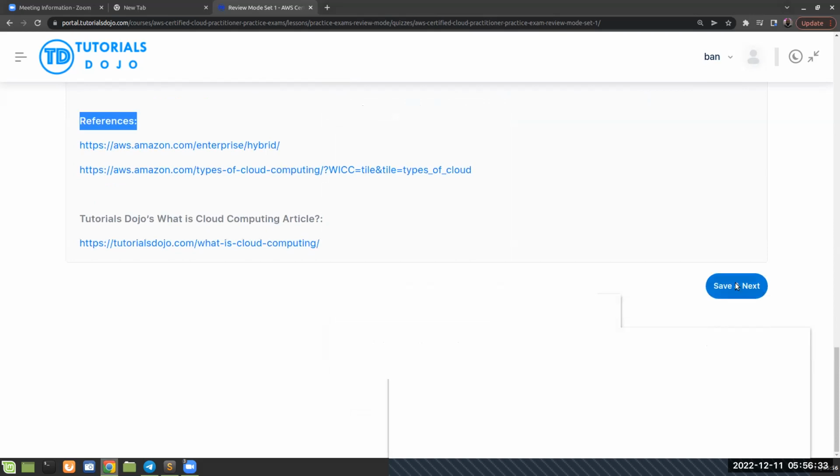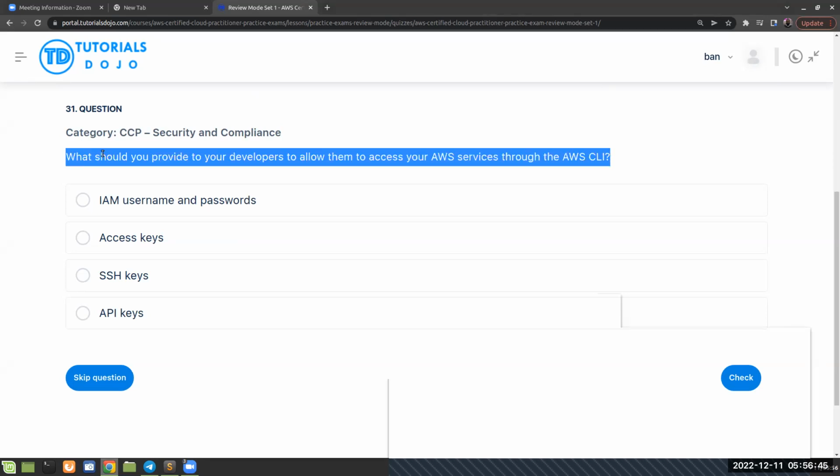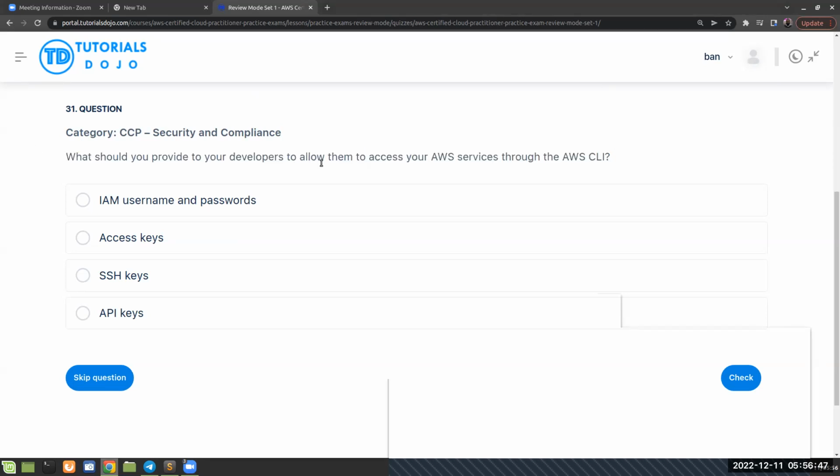The next question is for you, Leslie. What should you provide to your developers to allow them to access your AWS services through the AWS CLI? Is it IAM username and password, access keys, SSH keys, or API keys?